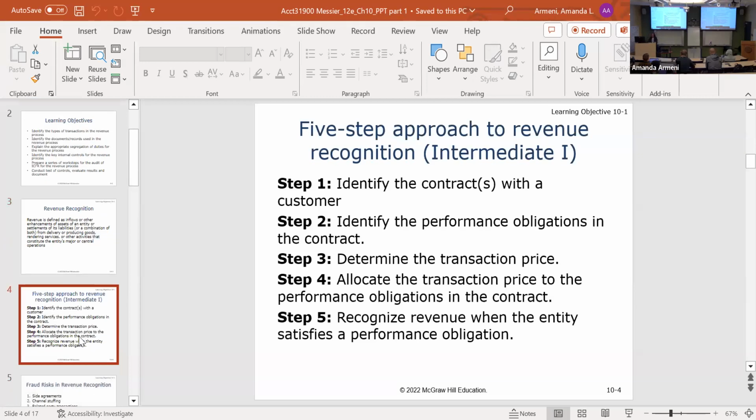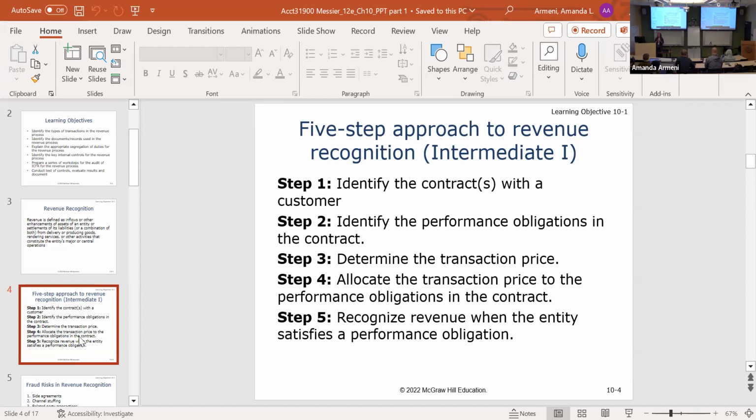And they said that there are a few steps that you have to follow in order to ensure that revenue has actually been earned, okay? And again, these should be familiar from intermediate one. Number one, you should identify that there is an arrangement between these two parties, right? The supplier and their customer.